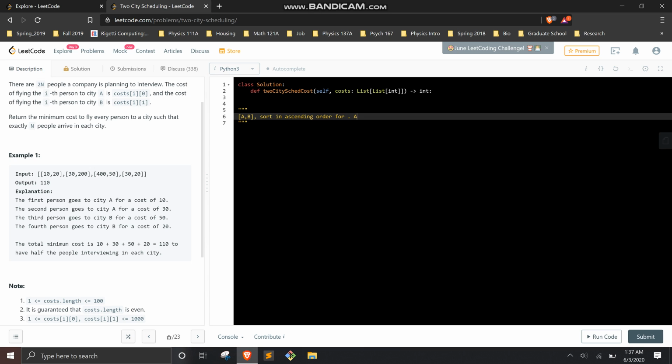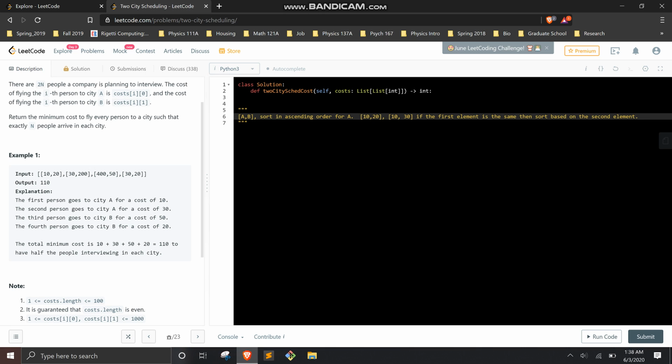So you sort in order for A, but what if the cost to go to city A is the same for 2 of them? Like suppose you have 10, 20, and you have 10, 30. How would you sort this one? Well, you would sort it how it is right now. You'd go based off the second element. So if the first element is the same, then sort based on the second element. And that's how I'm going to sort it.